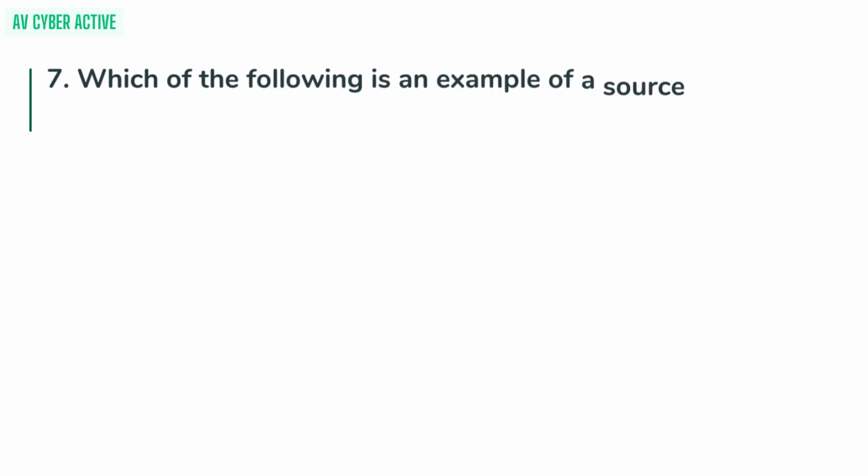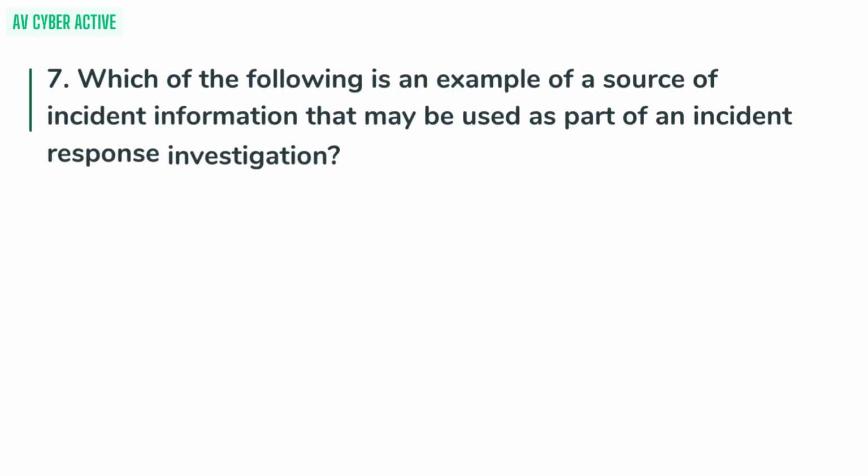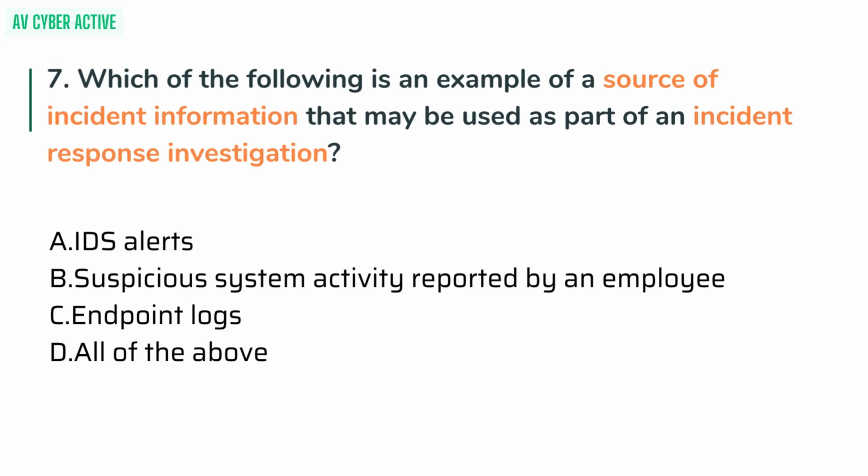7. Which of the following is an example of a source of incident information that may be used as part of an incident response investigation? A. IDS alerts. B. Suspicious system activity reported by an employee. C. Endpoint logs. D. All of the above.